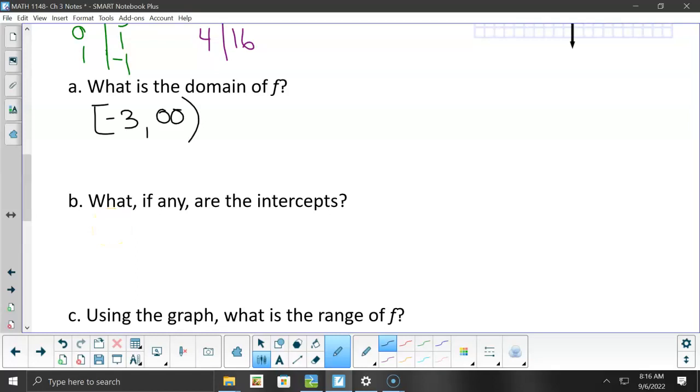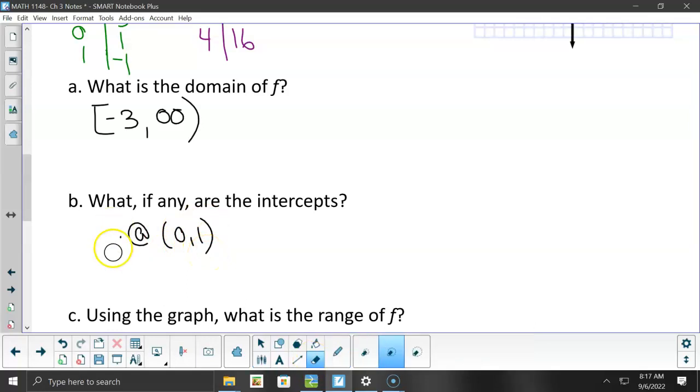Do I have any intercepts? Where at? So look for when x is 0 or y is 0. 0, 1. And is that an x-intercept or y-intercept? Y. Do I have any x-intercepts on this? Where?